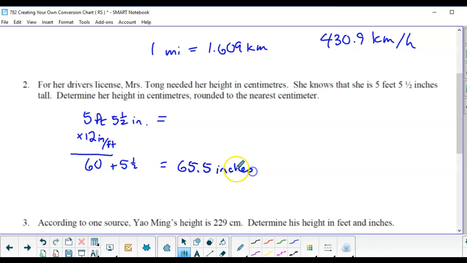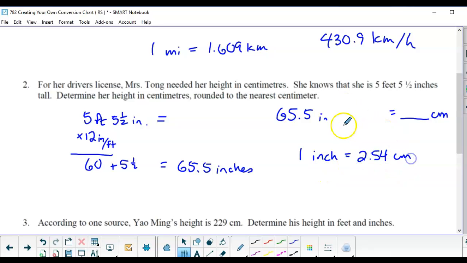Okay, now, so 65.5 inches, we have to give that in centimeters. So look for the conversion for 1 inch. On your formula sheet, it is equal to 2.54 centimeters, so that's what we multiply by. Inches divide out, so 65.5 times 2.54 is 166. Nearest whole centimeter would be 166. Okay.